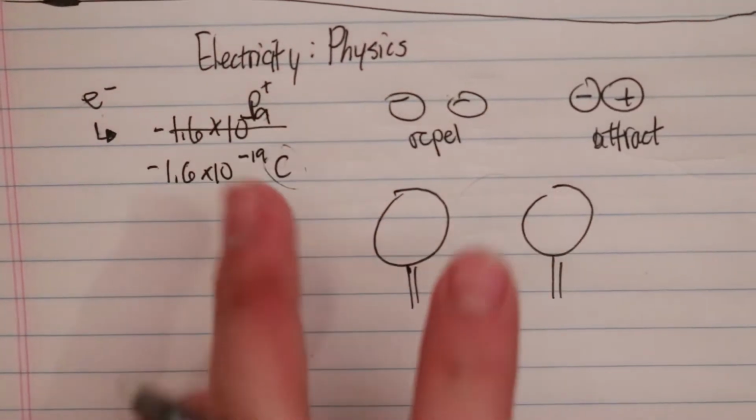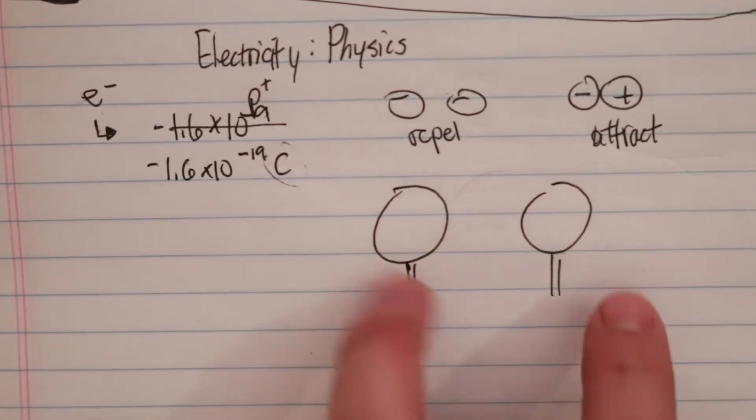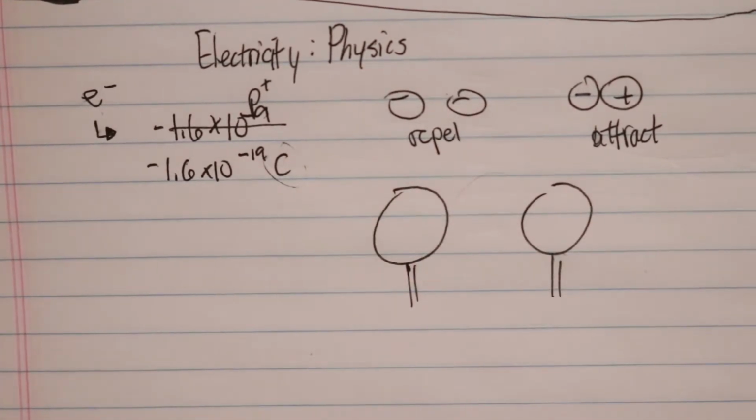So if I have positively and negatively charged, if this one's positive and this one's positive, they're going to repel each other. If this one's negative, they will repel each other. If one's positive, one negative, they attract. That's cool, we get that.